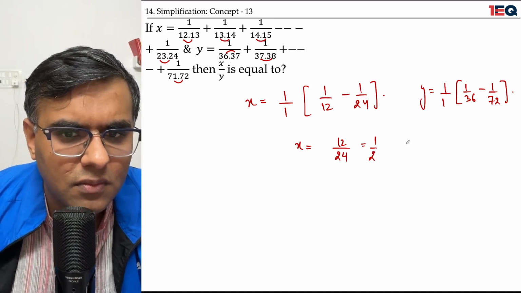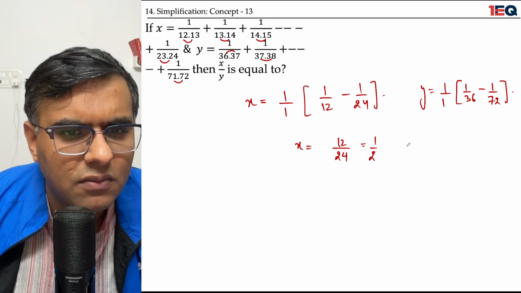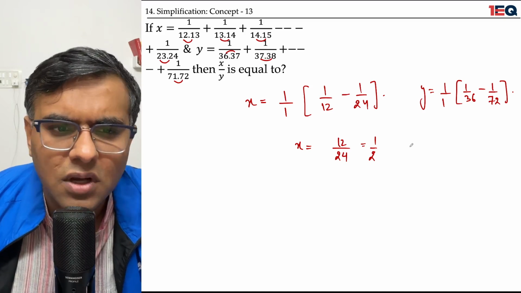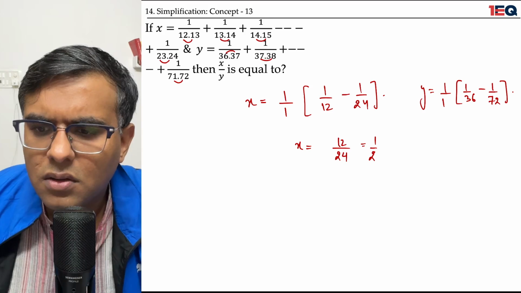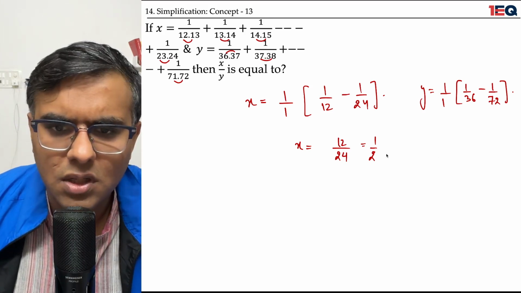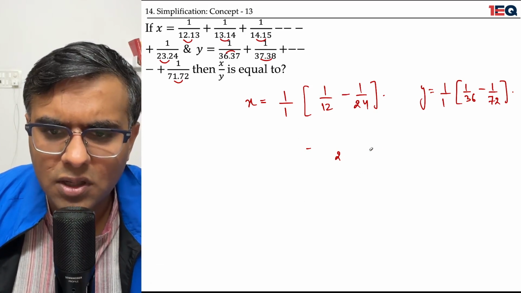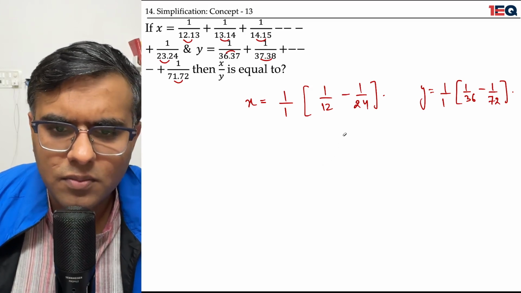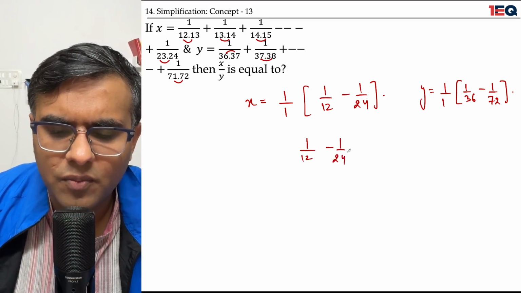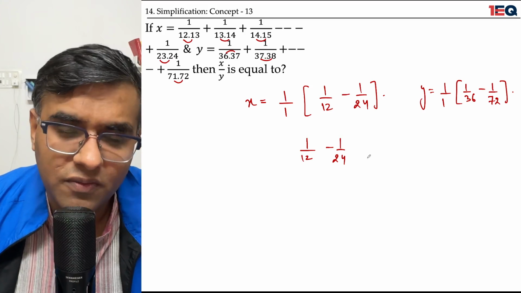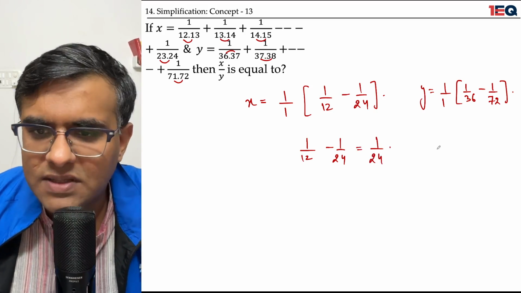Similarly, 1 by 12, just a second, let me check. 1 by 36, 1 by 72. I think we are good to go. There's a small error that I am committing over here, and it completely got overlooked. Whenever I do 1 by 12 minus 1 by 24, 1 by 12 is basically made up out of two 1 by 24. So my answer would be 1 by 24. Okay, the simple subtraction.